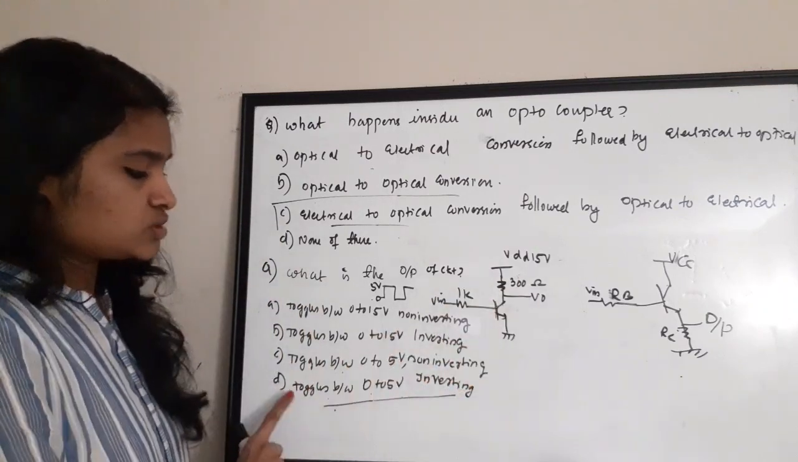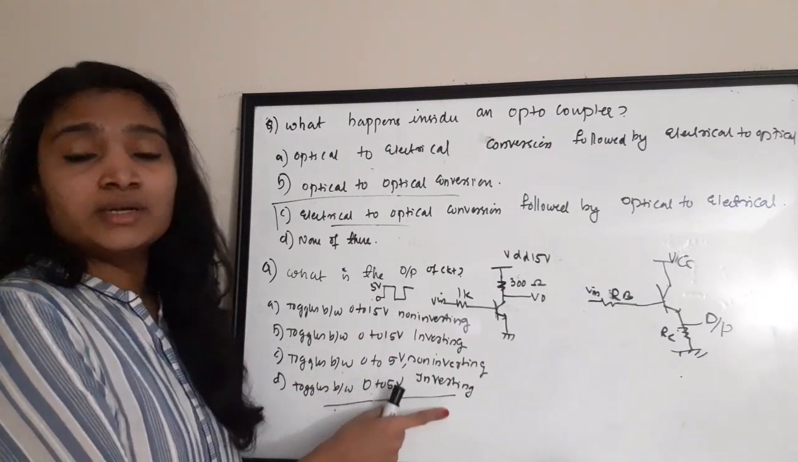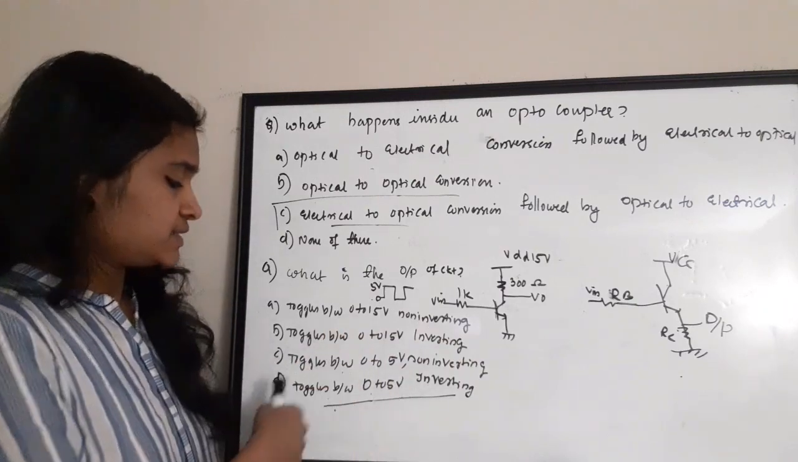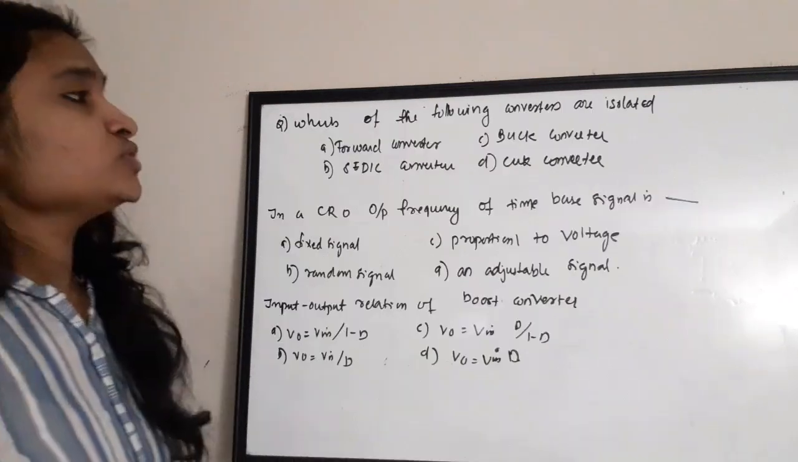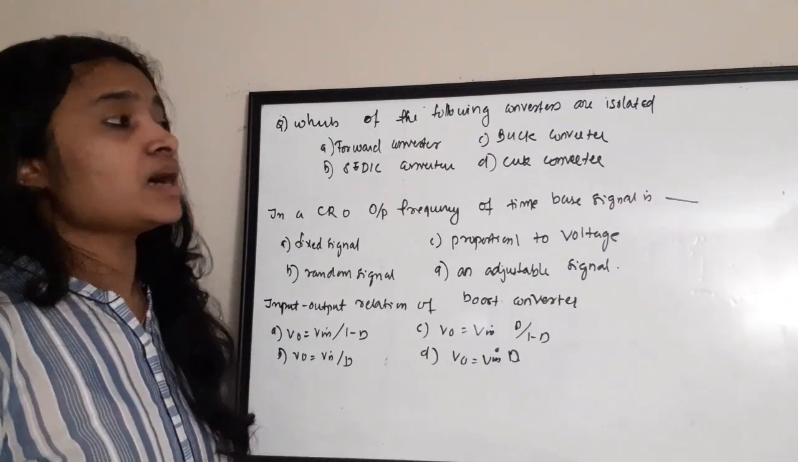So the correct answer is toggles between 0 to 5 volt inverting. Correct answer is option D. Which of the following converters are isolated?